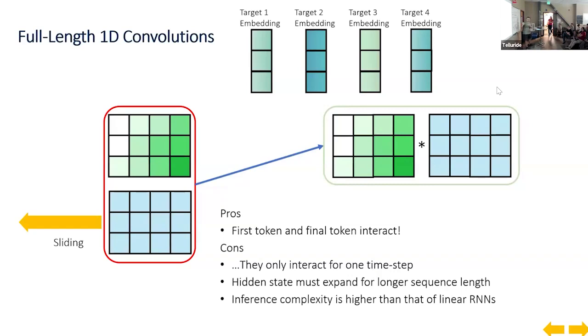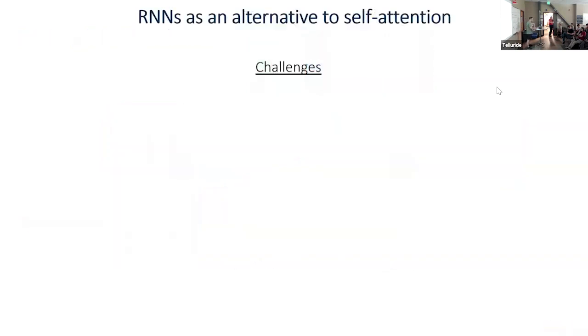And so it doesn't perform as well as self-attention as a result of not having all of these features. But as a result of being more complex than RNNs, let's just focus on RNNs. That's where we want to go. So RNNs as an alternative to self-attention: what have people tried? What are the challenges with it? And what did we do?